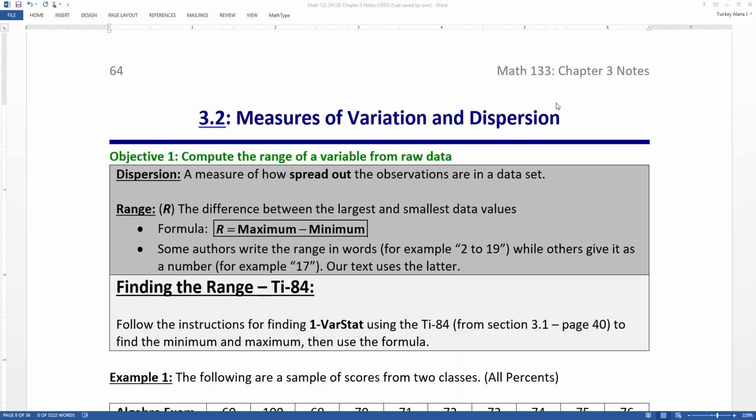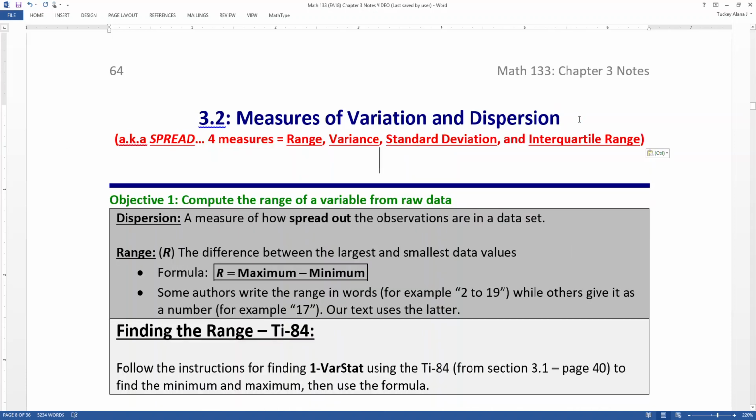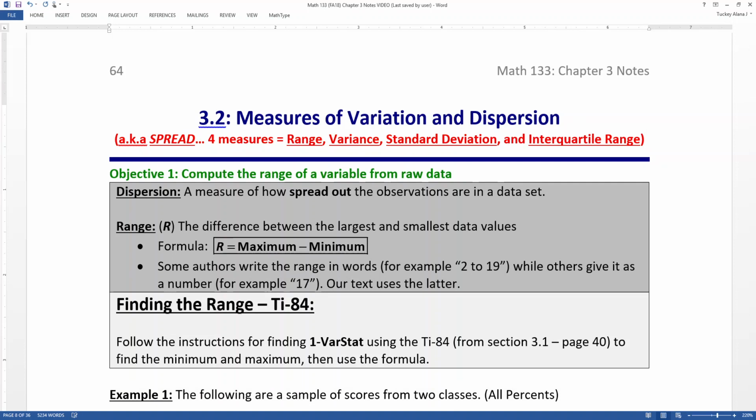Now there are four measures we're going to learn. We learned three measures of center, the mean, the median, the mode, and now we're going to learn four measures of variation and dispersion. Three of them we're going to learn in this section, namely the range, the variance, and the standard deviation. Those three we're going to learn now. The interquartile range is something we're going to learn in section 3.4, so don't worry about it right now.